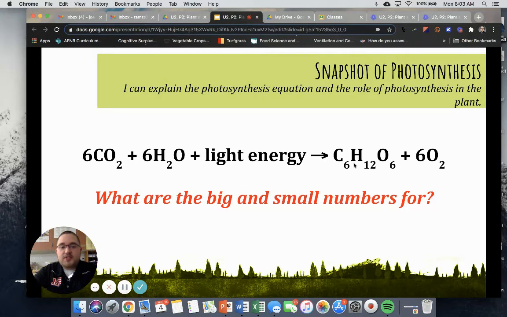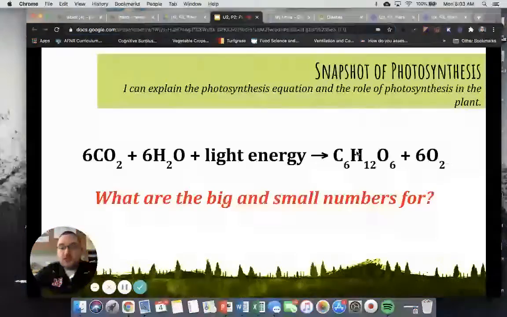And from photosynthesis, we're getting C6H12O6 plus 6O2, okay? So 6 times 2 again is 12, okay? That means there are 12 hydrogen atoms on the left side of our equation. And over here, we're balanced out and we have 12 hydrogen as well, okay?